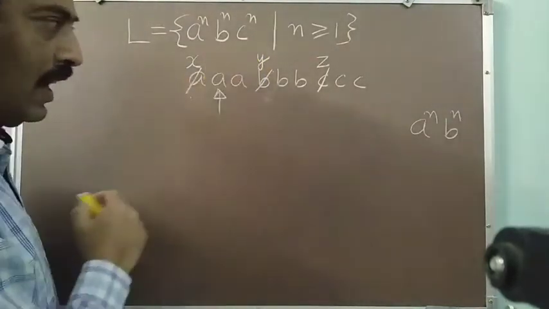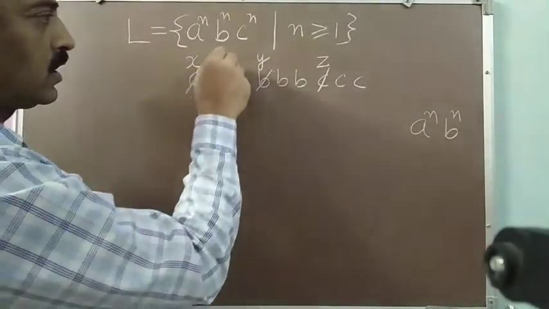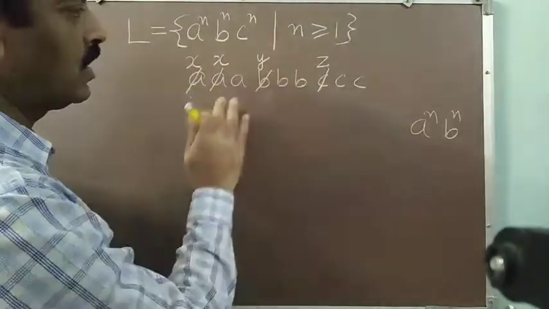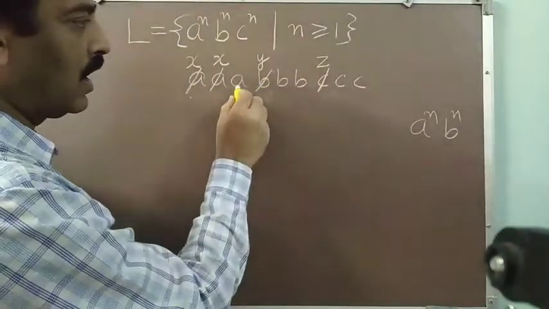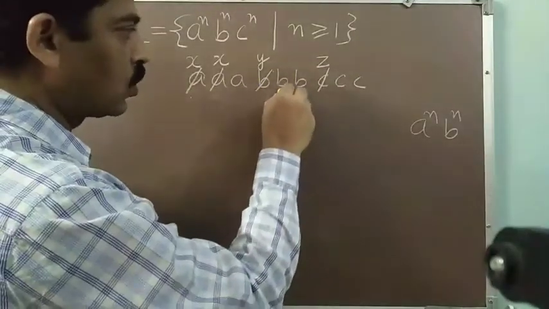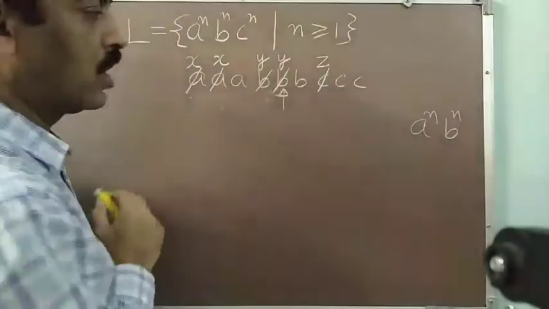So I have found an A here. So I will again repeat the same process. I will process this A, make it X. I will move towards the right to find the B. Now this time A and Y, whatever is coming in between, I am skipping it. So I will reach the first available B and process it by changing it to Y.